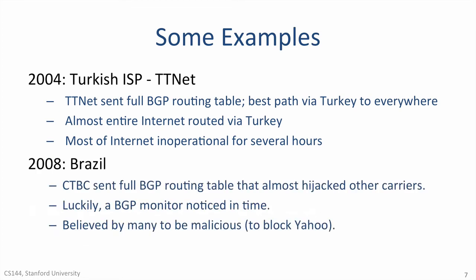A similar problem almost happened in 2008 when CTBC in Brazil sent full BGP routing tables that would have hijacked almost every carrier's IP address block. Luckily, a BGP monitoring system noticed just in time. Many people believed it was a malicious attack aimed at blocking Yahoo.